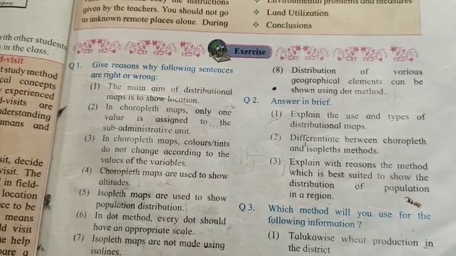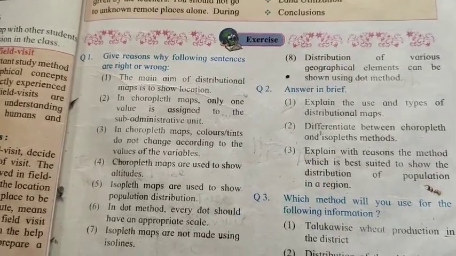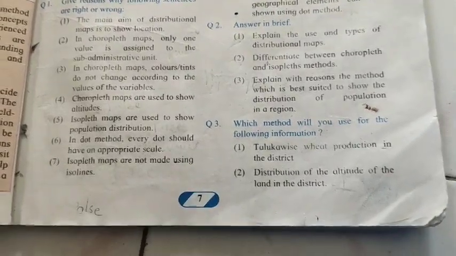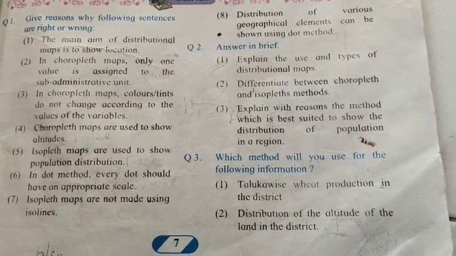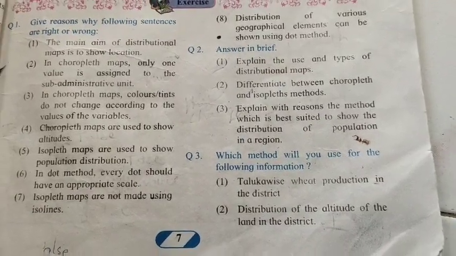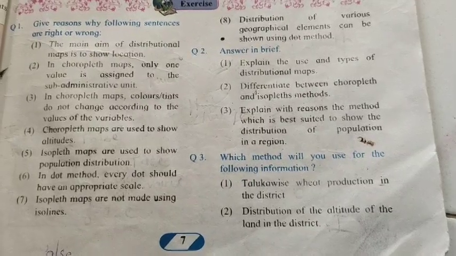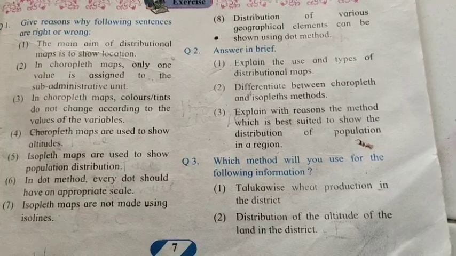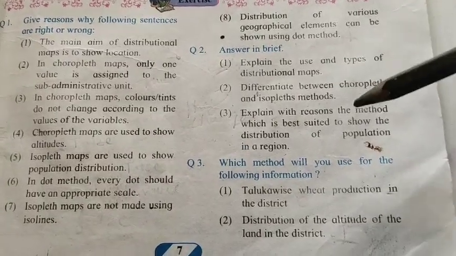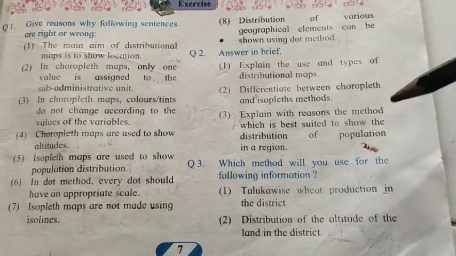Children, if you have any doubts regarding these answers, please write to me on WhatsApp. Now, the next question. This was answer number 2, where we wrote down 3 points of each of the methods. Now, third question. Explain with reasons the method which is best suited to show the distribution of population in a region.